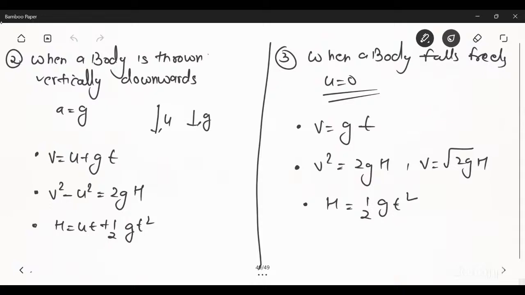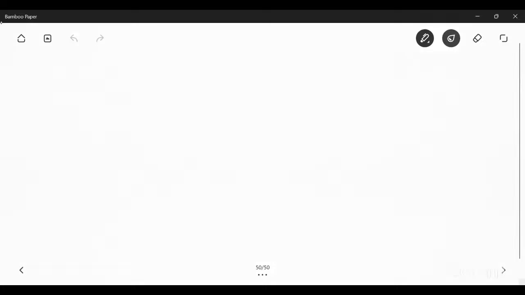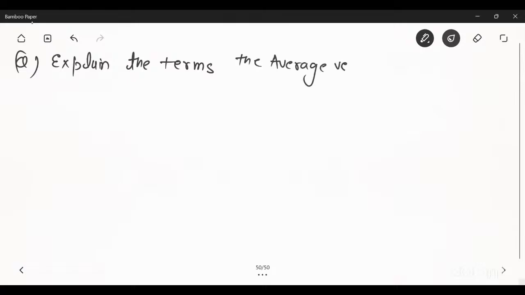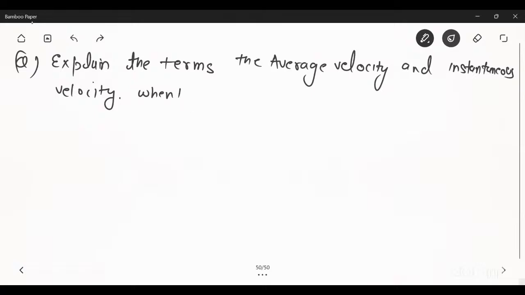Next question is: explain the terms average velocity and instantaneous velocity, and when they are equal.